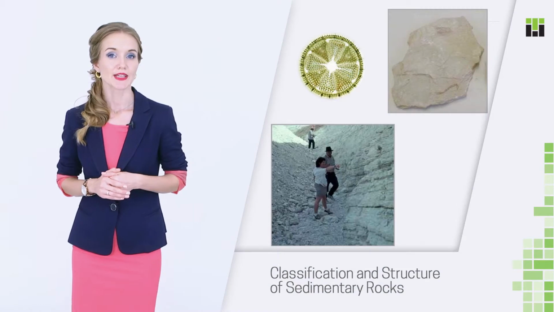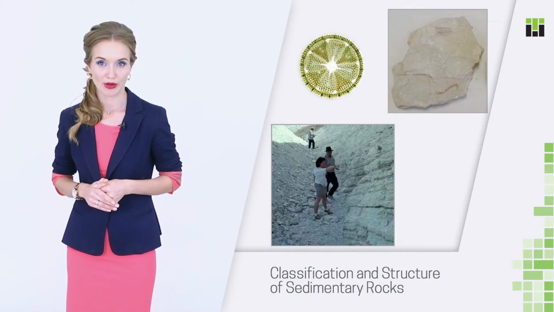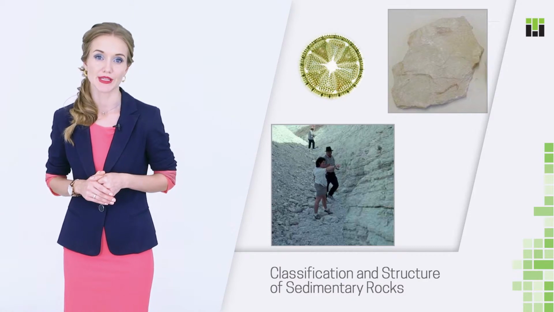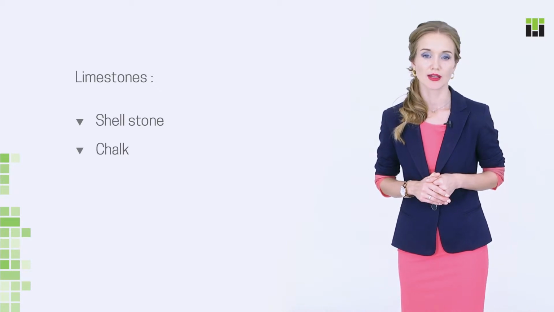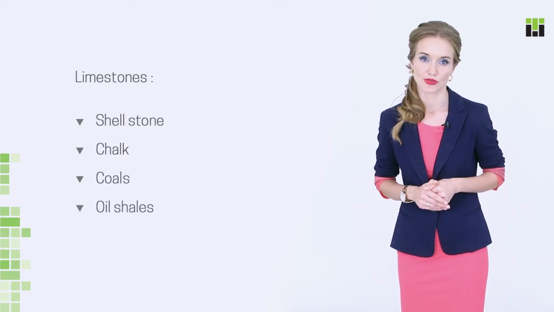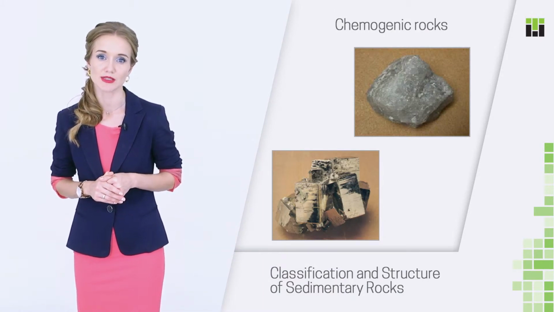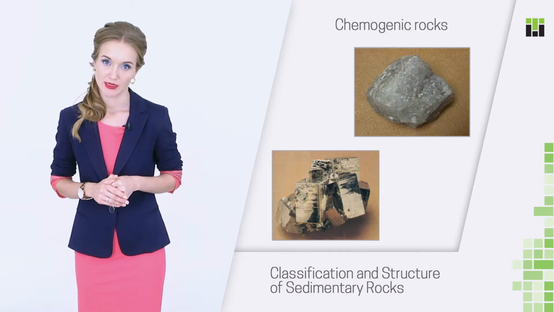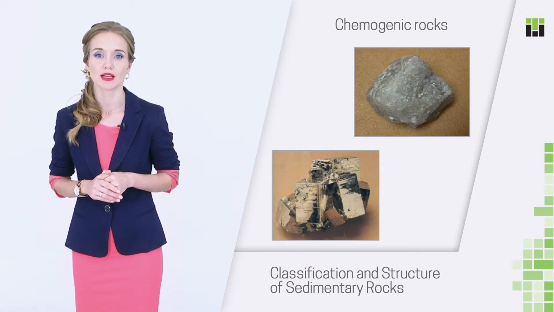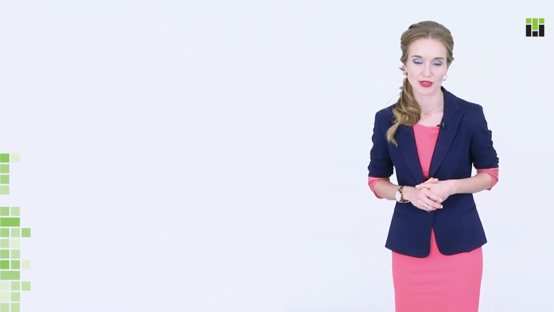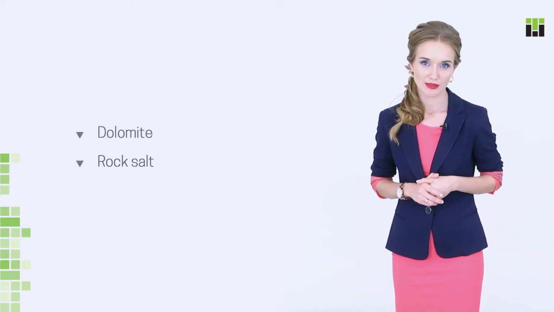Organogenic rocks originate from various organisms, mostly shells of marine invertebrates. These are limestones, shell rocks, chalk, coals, oil shales, etc. Chemogenic rocks are formed through chemical precipitation of substances previously dissolved by water. Precipitation typically occurs in lagoons and lakes. Chemogenic rocks are a product of environmental changes, chemical reactions of various solutions, and evaporation. They include such minerals as dolomite, rock salt, and gypsum.